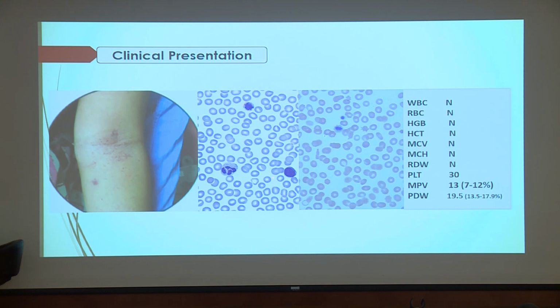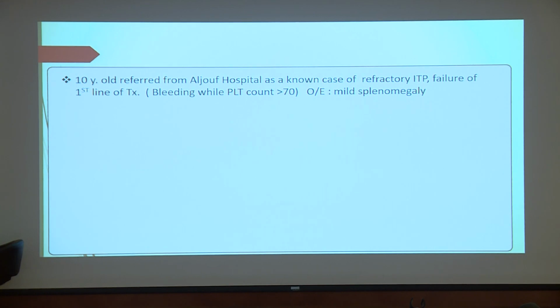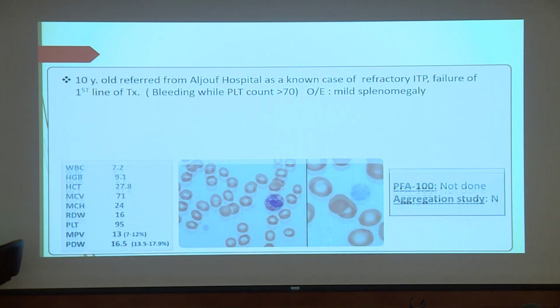And neutrophils and RBCs are normal here. This is one of the most interesting cases that I ever encountered. I think one of my residents knows the case. Actually, we received a 10-year-old referred from Aljabry Hospital as a known case of refractory ITP, failure of first line, but he was bleeding while the platelet count is more than 70. On examination, he has mild splenomegaly, and they referred him to King Fahd Medical City for further management because he's bleeding while having a high platelet count.